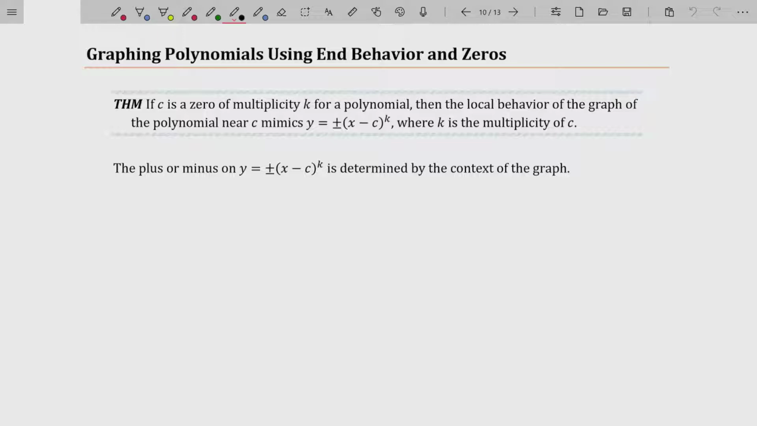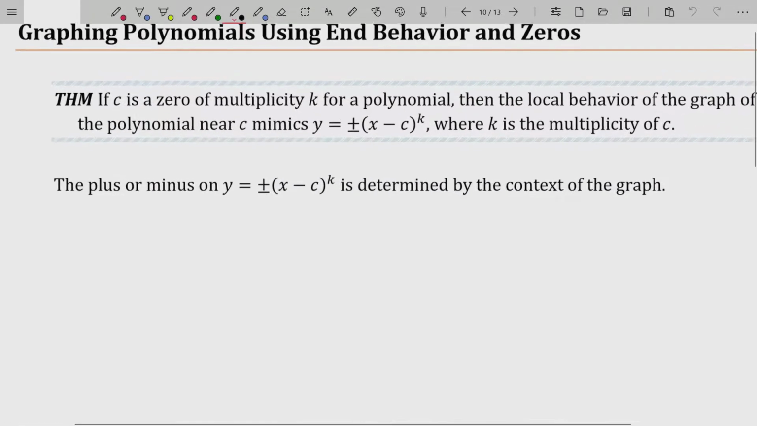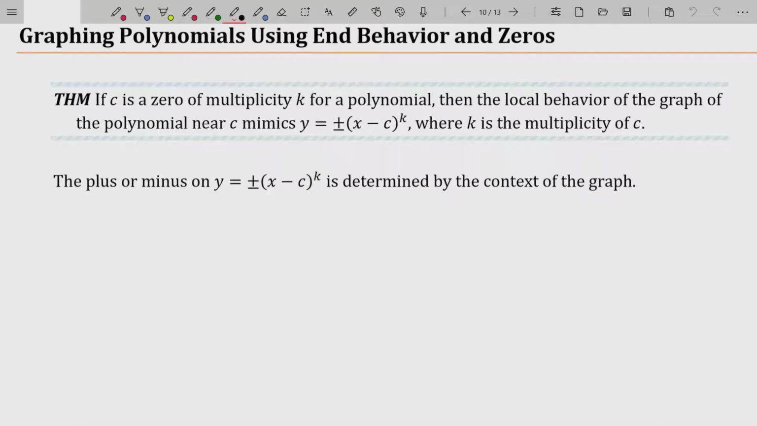Graphing polynomials using end behavior and their zeros. Theorem: if c is a zero of multiplicity k, we should know what that means. It just means that x minus c is a factor to the power k. Then the local behavior of the graph of the polynomial near c mimics that of y equals plus or minus (x minus c) to the k, where k is the multiplicity of the zero c.